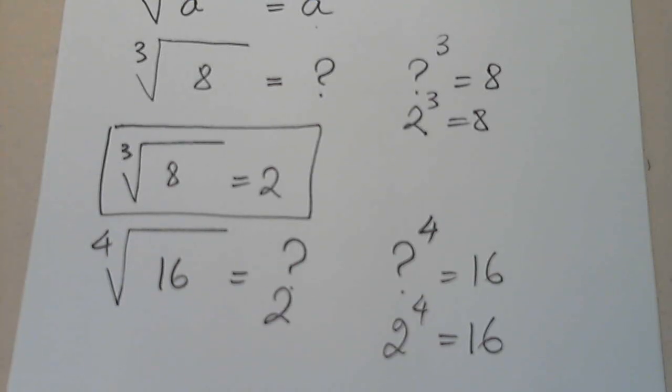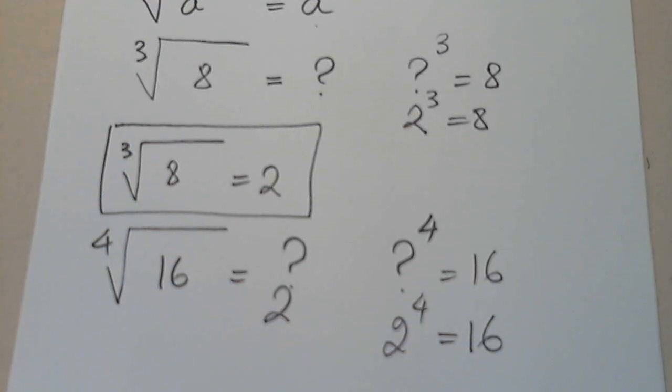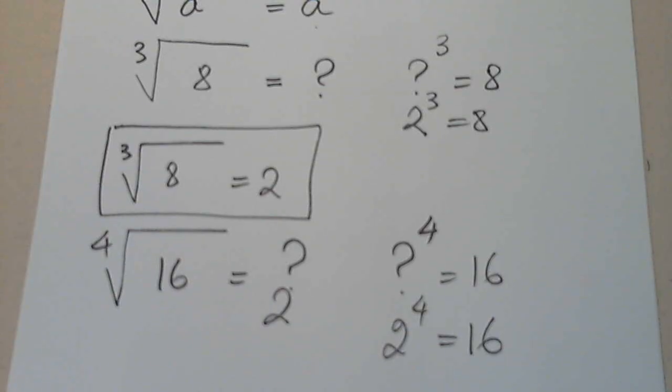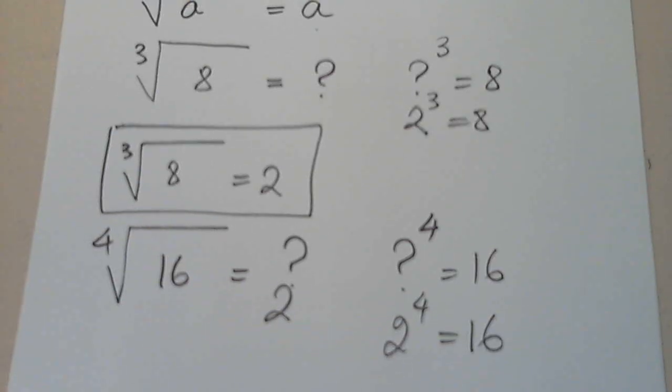This is also possible with a negative because the index is an odd number. Which number do we raise to the third power to get negative 8? Negative 2. Negative 2, indeed. Remember, odd indices are friendly. Even indices require a lot of attention.